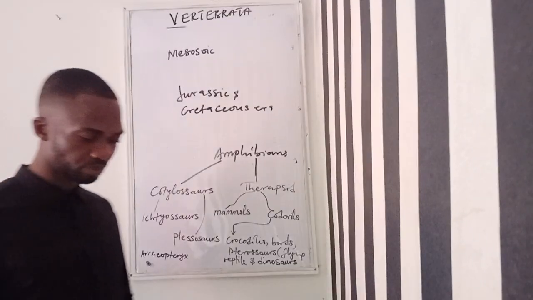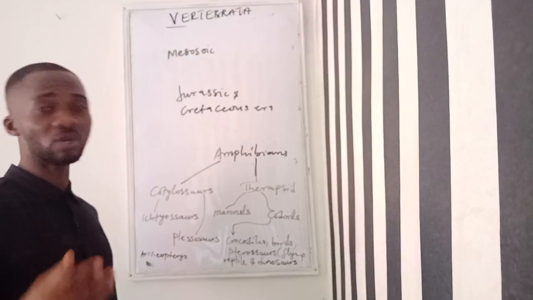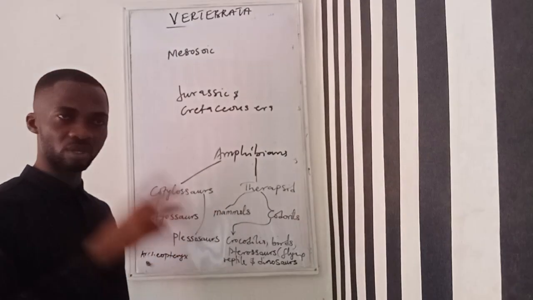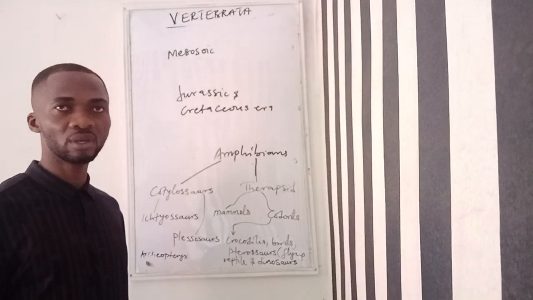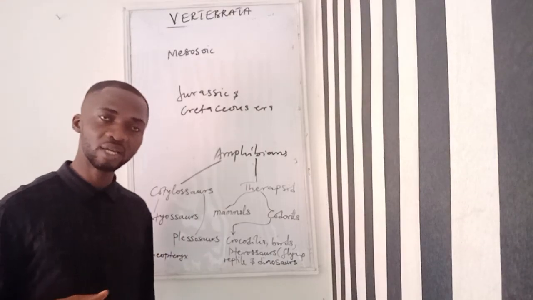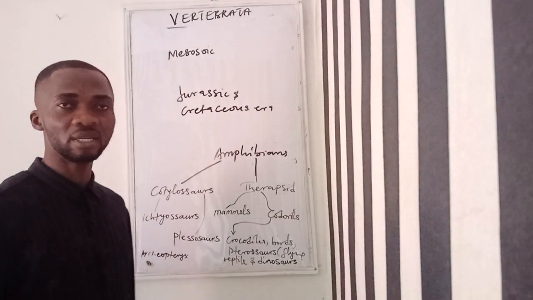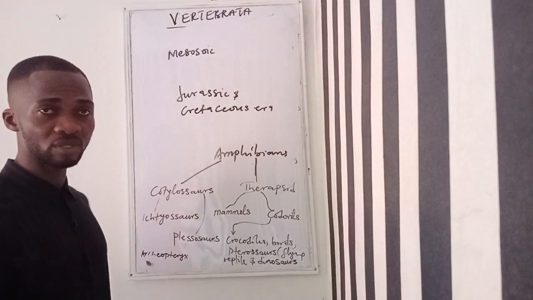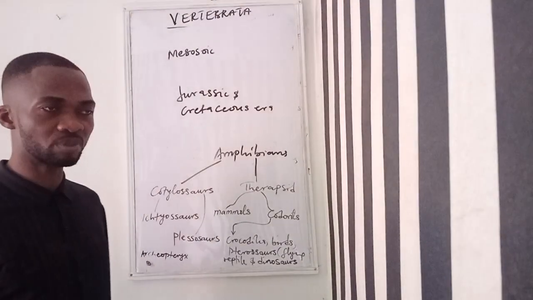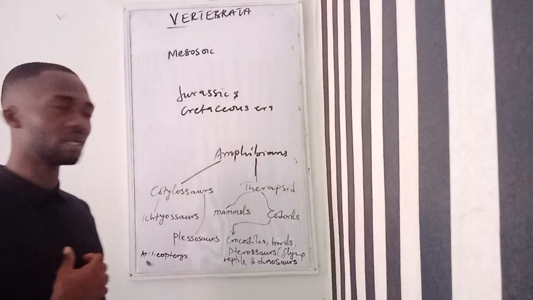Then the skin of amphibians, even at that adult stage, is moist, but that of the reptiles is not. And that means that there's so much desiccation. There's so much loss of water in amphibians compared to reptiles. So that loss of water is reduced because of the kind of hard skin that reptiles have.